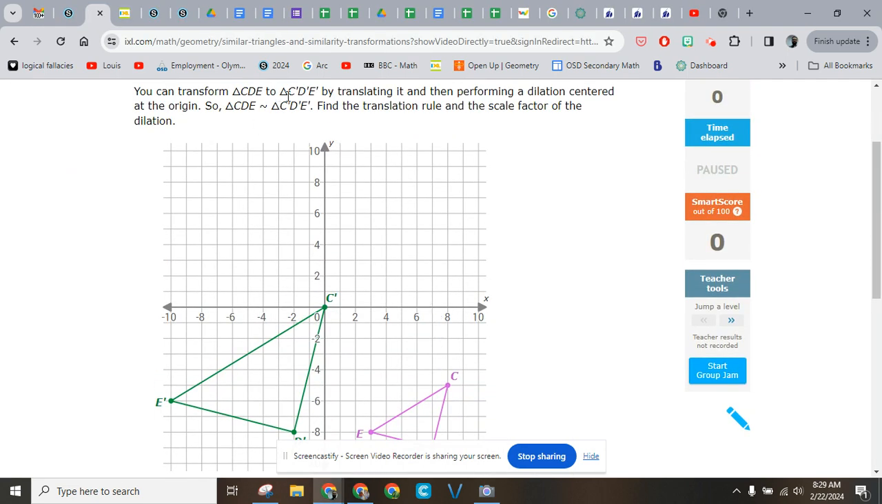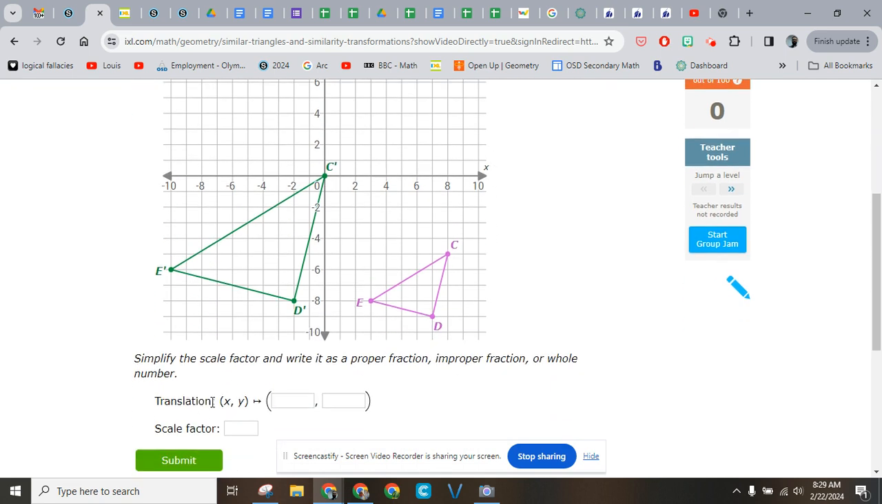You can transform CDE onto C prime, D prime, E prime by translating it and then performing a dilation centered on the origin, which is right here. So they are similar. Find the translation rule. First they want a translation in the X direction here, which will be left or right.